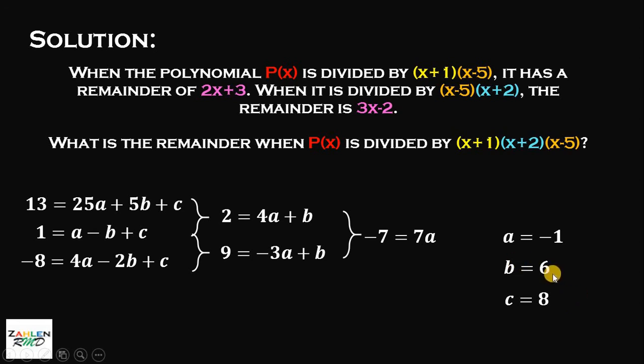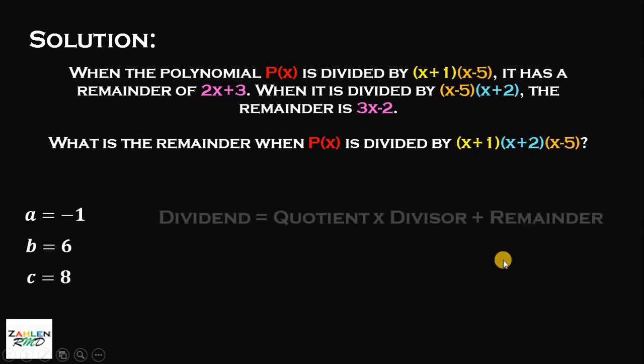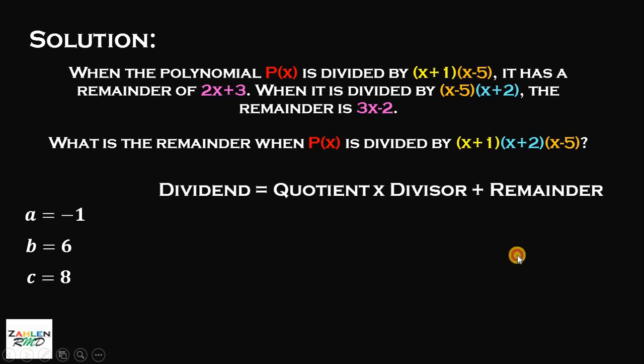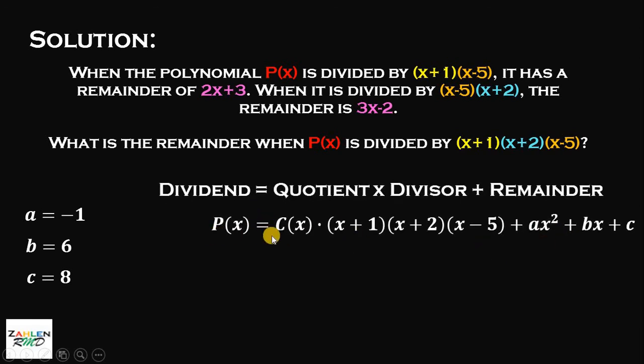Now going back to our solution last time, we have dividend equals quotient times divisor plus the remainder, and we have p of x equals c of x times (x plus 1)(x plus 2)(x minus 5) plus ax squared plus bx plus c. Don't forget what we want. We want the remainder when p of x is divided by x plus 1, x plus 2, and x minus 5. And we know the remainder is in the form ax squared plus bx plus c. But we have the values of a, b, and c.